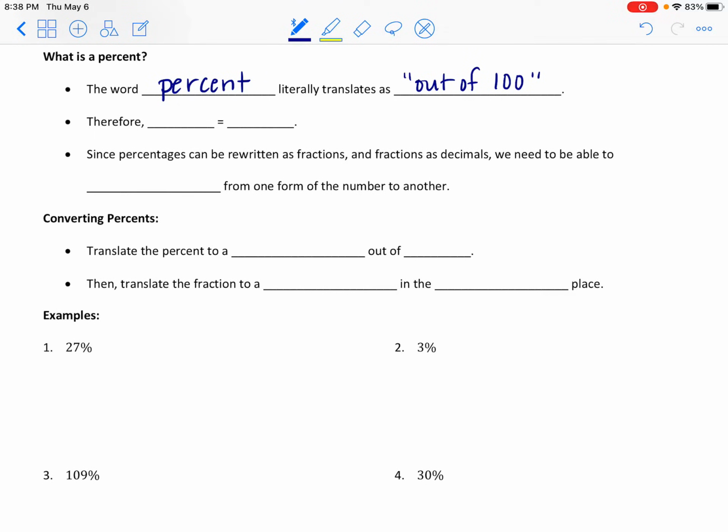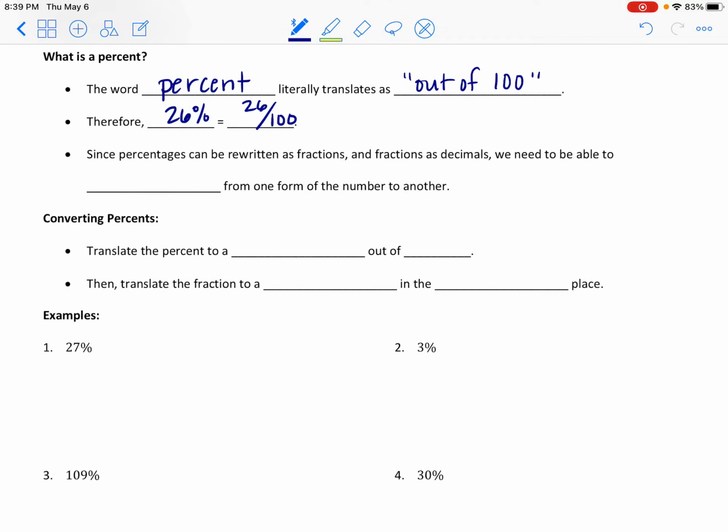So when you are reading something like 26%, that little symbol after the 26 is our percent symbol. That percent translates to the words out of 100. So when you read 26%, it is literally translating into 26 out of 100. And 26 out of 100 is a fraction with 26 in the numerator and 100 in the denominator.